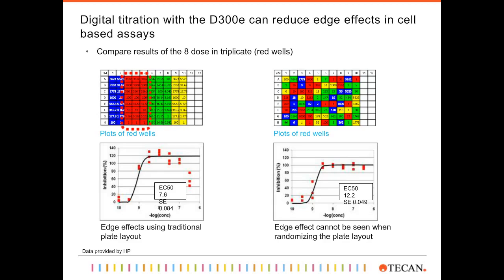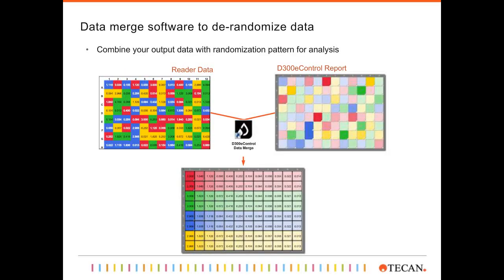And of course, we also have something to help you analyze it and de-randomize your data. There is a small software tool called Data Merge, where you copy-paste or load your reader data and combine it with the dispense report, which puts your reader data nicely back into order, so you have no headaches in analyzing it.